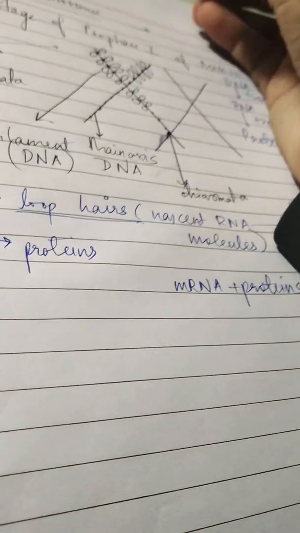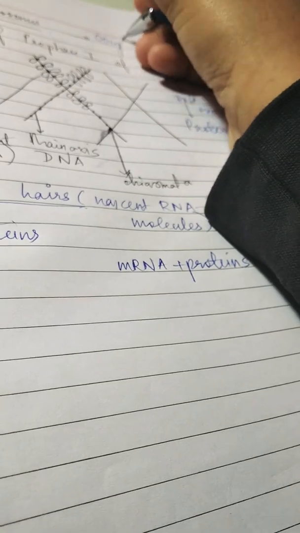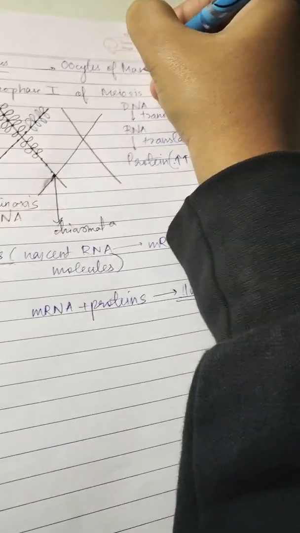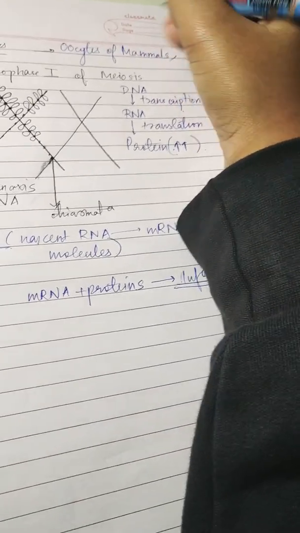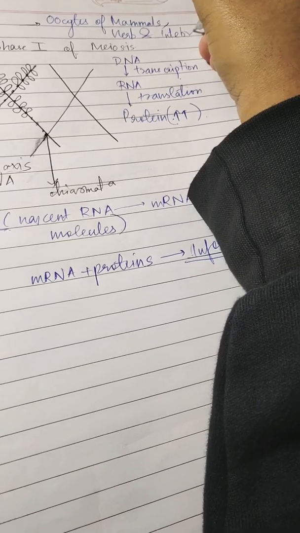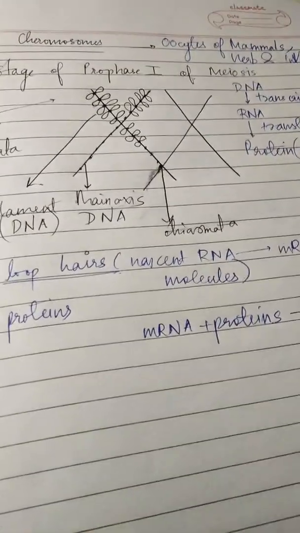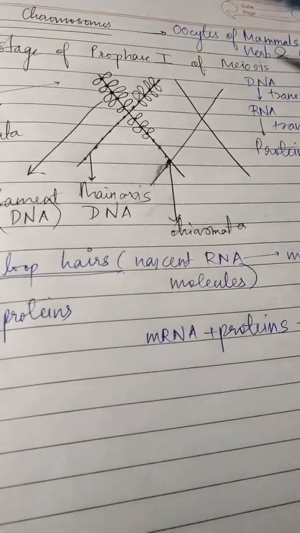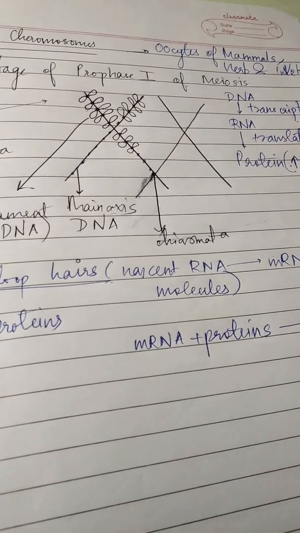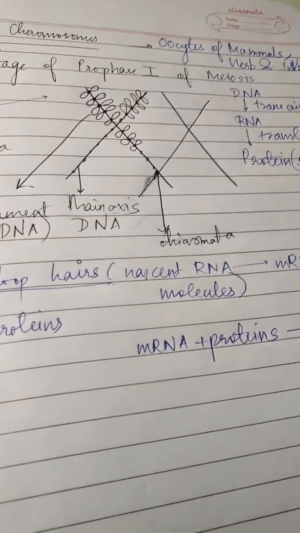So where are they found? They are found in the oocytes of mammals, vertebrates, and invertebrates. So what are oocytes? Oocytes are basically the mother cells in the ovary which undergo meiotic division to form the ovum.